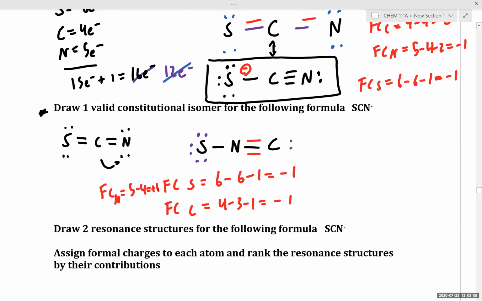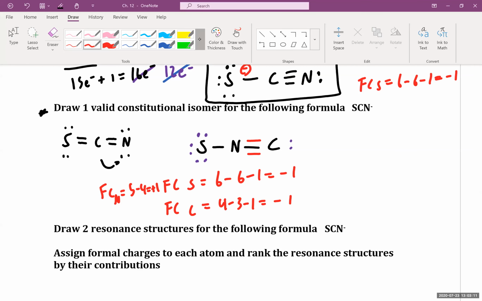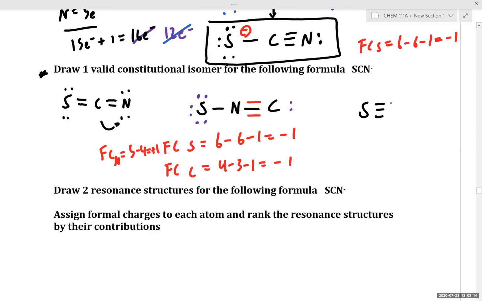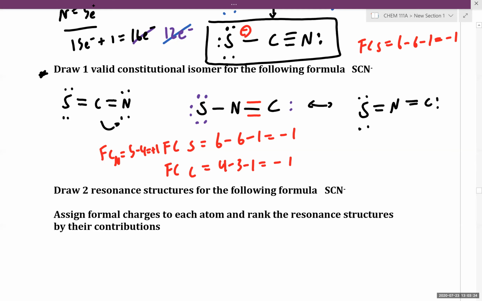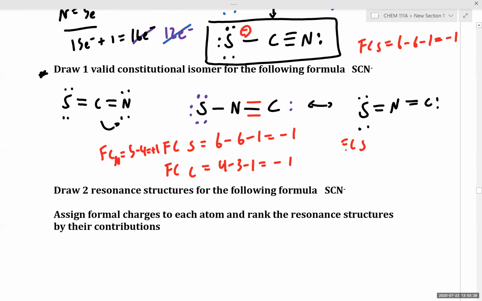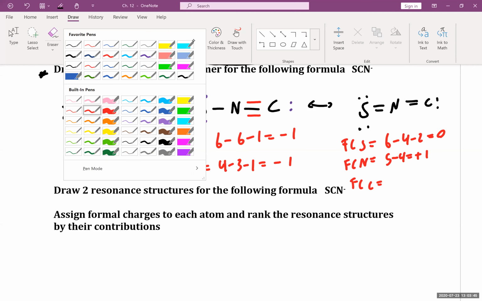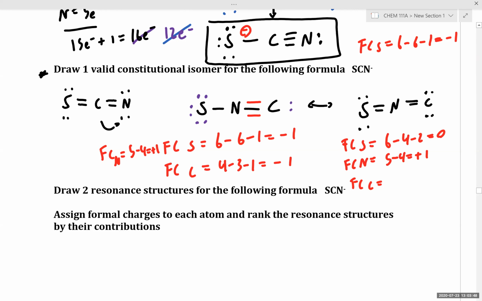Now, if we compare that to our other option, some students may have suggested, oh, we could draw a structure that looks like this. Well, this is a resonance structure for this constitutional isomer. If we look at the formal charges, the formal charge of sulfur is 0, we have a formal charge of nitrogen of 5 - 4, which is +1, and for carbon, in this case, we're missing a lone pair. We end up with a formal charge of carbon of 4 - 4 - 2, which is -2.